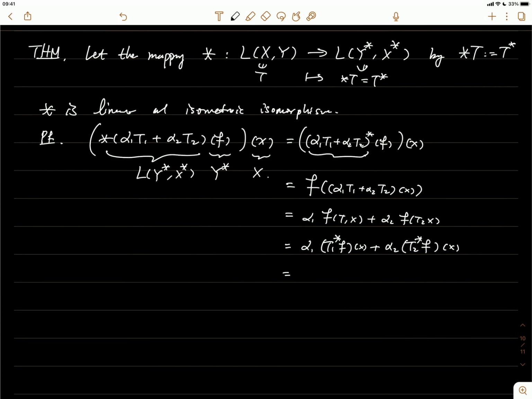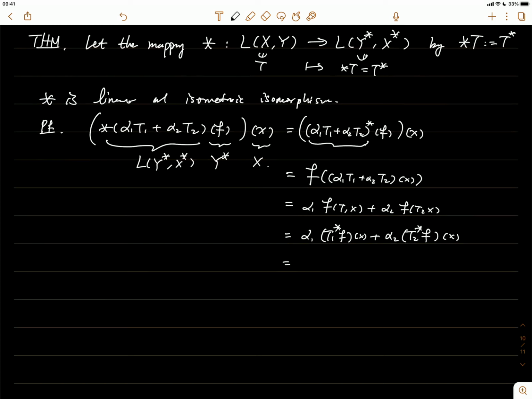And then from here, you can see this is just alpha 1 T1 star plus alpha 2 T2 star, because T1 star and T2 star are linear mappings. If they are both mappings from Y star to X star, I can make a linear combination of them.